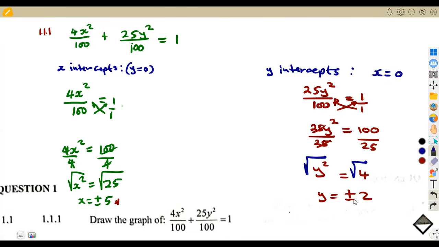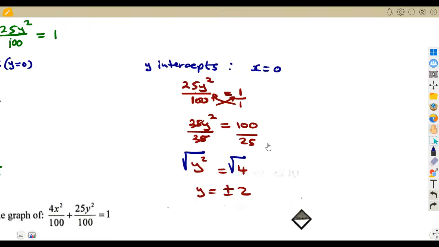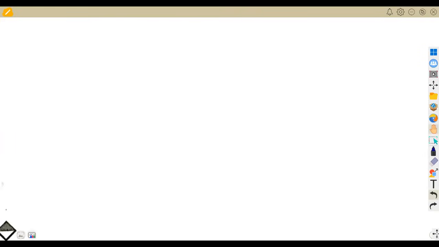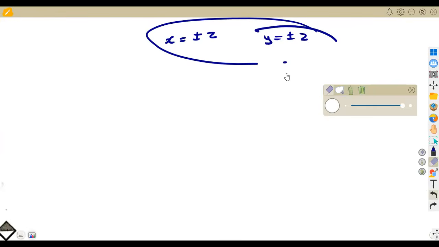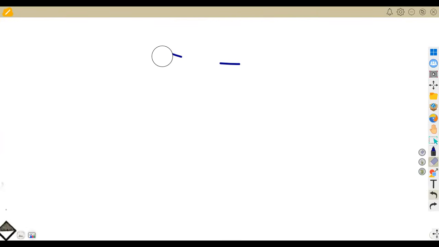If you check here, this is 2 and this is 5. So that means we are having an ellipse in that case. It's not a circle. If it was a circle, we would have the same values, like x can be plus or minus 2, y also can be plus or minus 2. If it is a condition like this, you know that you are having a circle. But in this case, we are not, because there are two different values that we are obtaining.